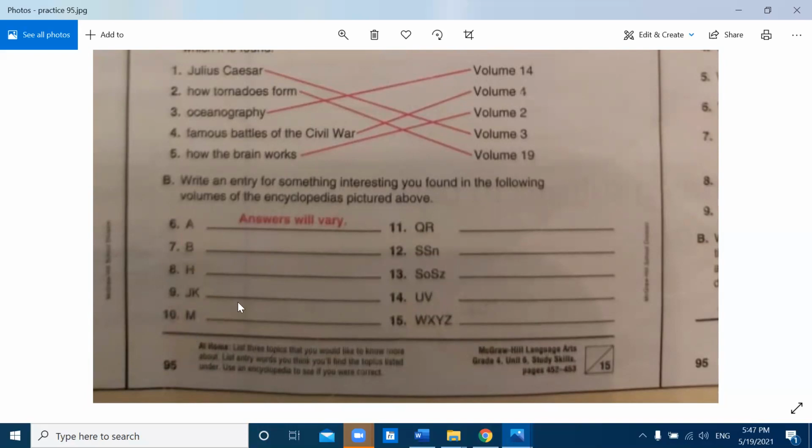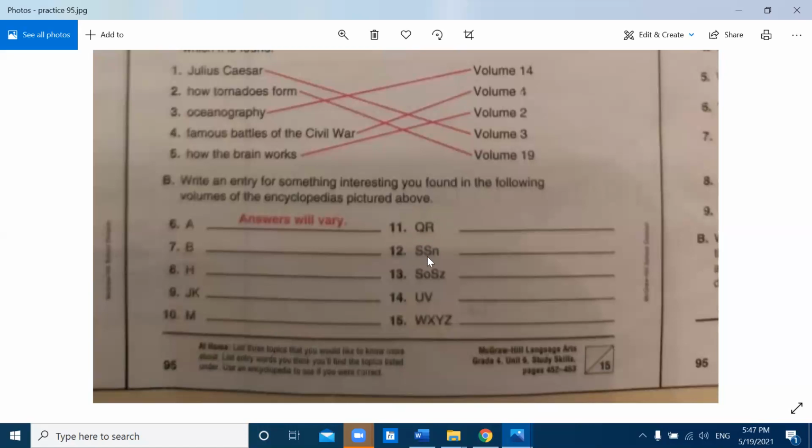Letter M, we could look up Mars. We could look up money. We could look up magnets. Q and R, we could look up quarters. We could look up quilts. We could look up quails, which are birds. We could look up rainforest. We could look up Russia, which I think is an example we gave today.